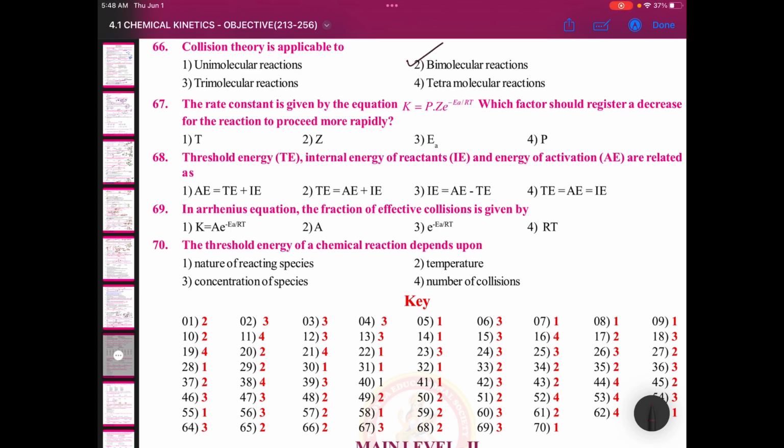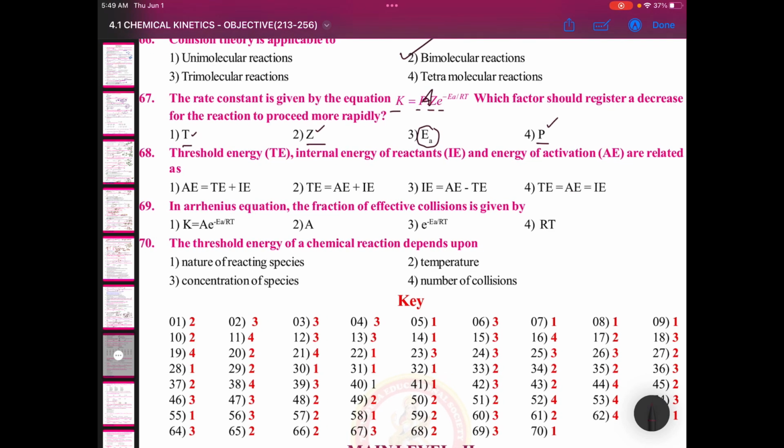Collision theory is applicable to bimolecular reactions. It's a simple postulate. The rate constant is given by the equation K equals PZ e to the power minus EA by RT. Otherwise, the rate constant we generally write as A e to the power of minus EA by RT. Which factor should register a decrease for the reaction to proceed more rapidly? Activation energy should decrease. Temperature, Z and P are not related to decrease, because P is the probability factor, Z is the frequency of collisions, and this is temperature. They must be more and EA must be less for a rapid reaction.